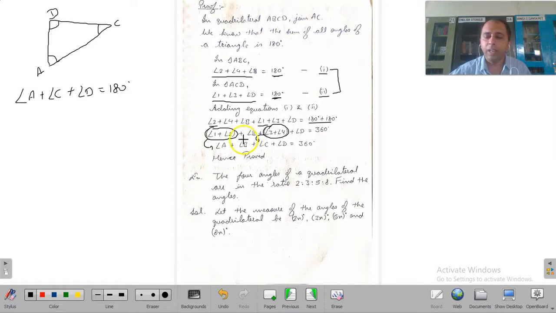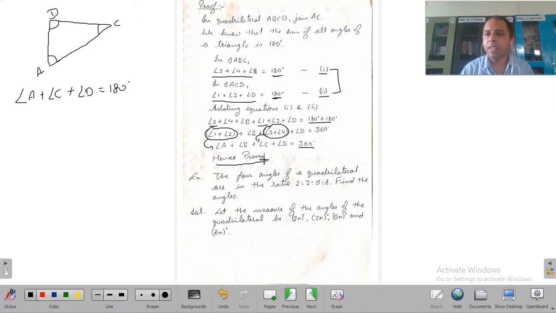So what we get through this? Angle A plus angle B plus angle C plus angle D is equal to 360 degree, and that's what we have to prove, that the sum of the angles of a quadrilateral is 360 degree, hence proved. So in this way we can prove the angle sum property of a quadrilateral.